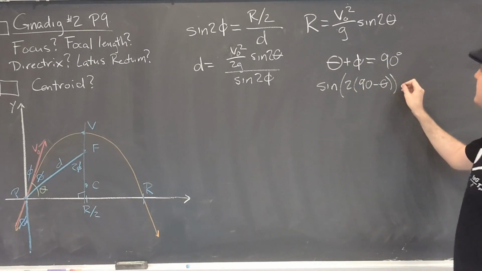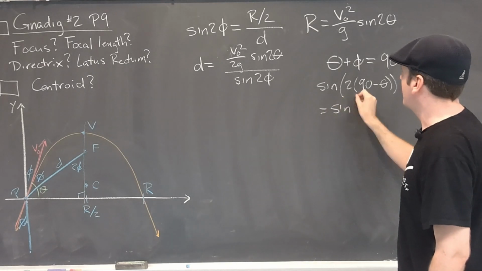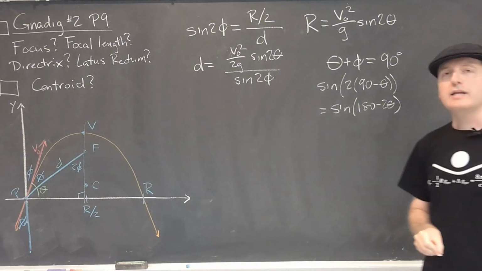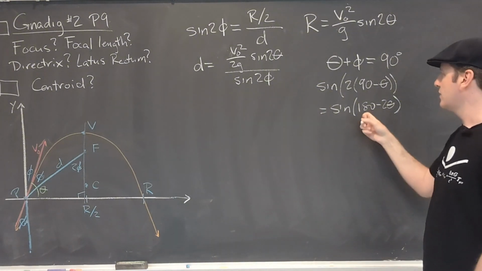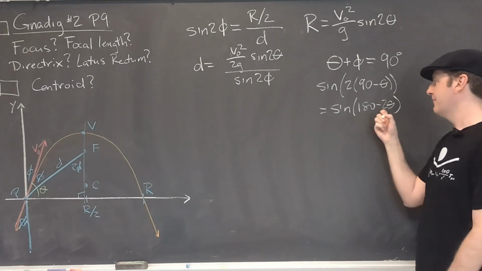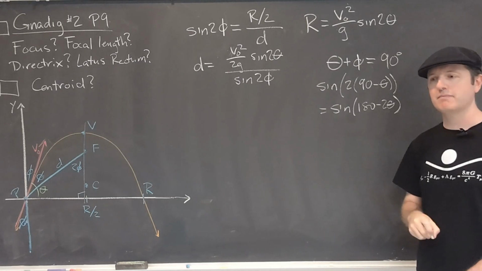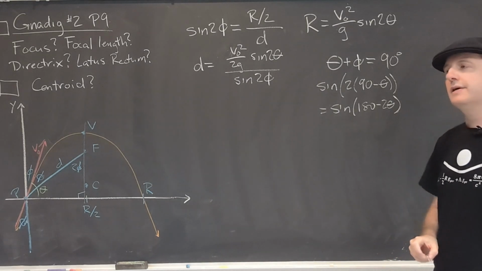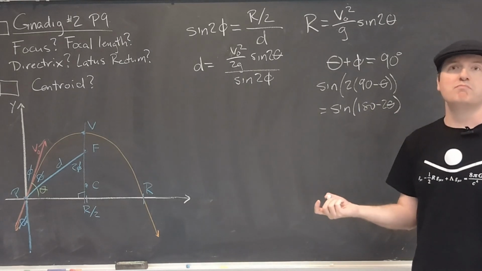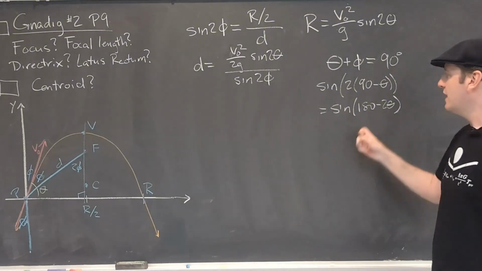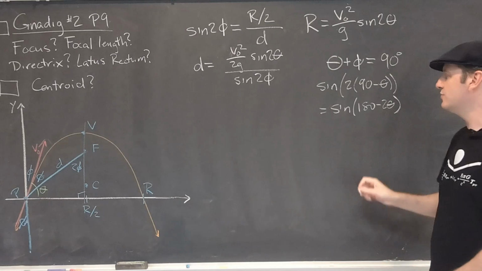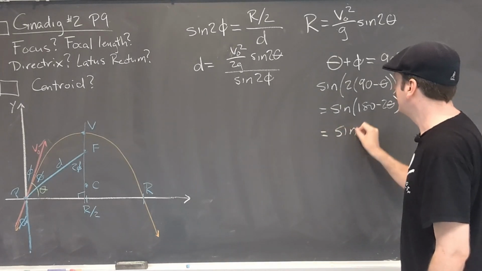Well, this is just the same thing as sine of 180 minus 2 theta. And you might recall a cofunction identity or a shift identity for sine, that sine of pi or 180 minus some angle is the same as sine of that angle. In other words, sine is symmetric around pi over 2. It's symmetric around 90. If you want to prove this more directly, you could, of course, apply the difference formula for sine, and you'll see that you do indeed get sine of 2 theta.